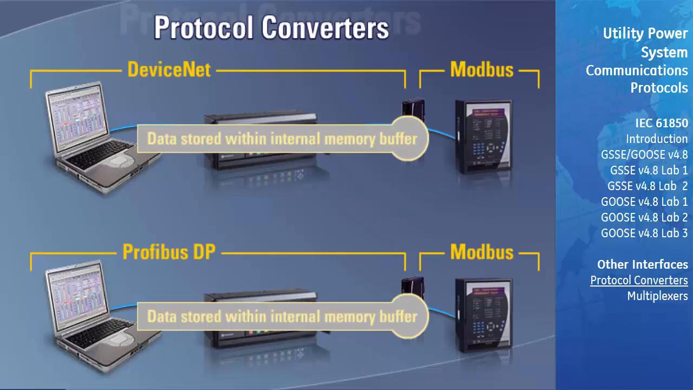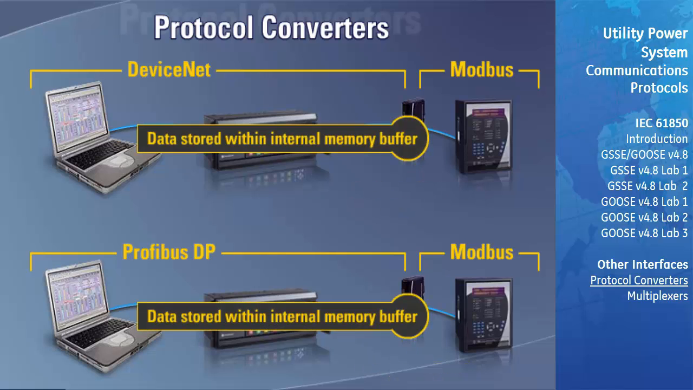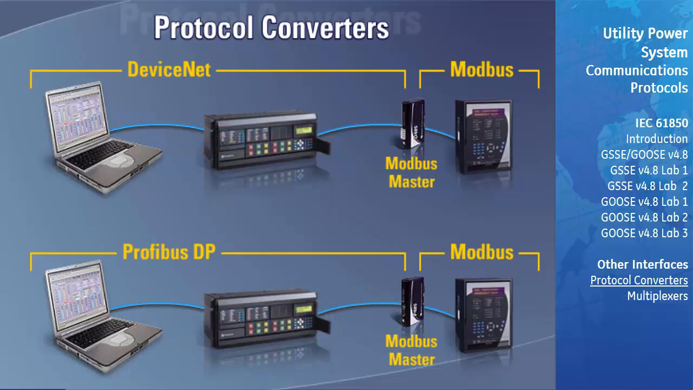Data from either the DeviceNet or Profibus network is stored within the converter's internal memory buffer for transmission to the relays and meters on the Modbus LAN. The converter then acts as a Modbus master and writes this data to the Modbus slave or slaves on the Modbus LAN. The converter also reads data from the slaves and stores this information in its memory such that it can be read by the DeviceNet or Profibus masters.